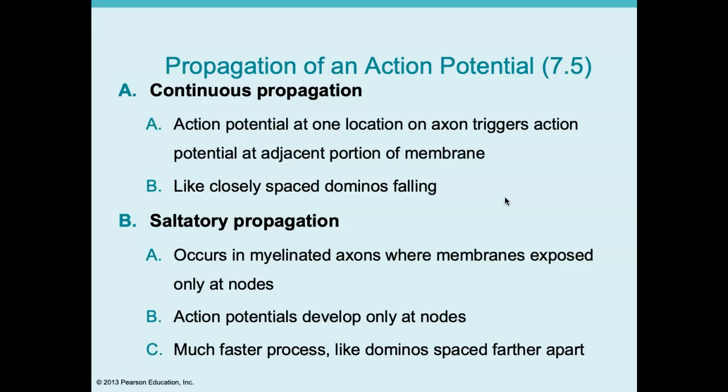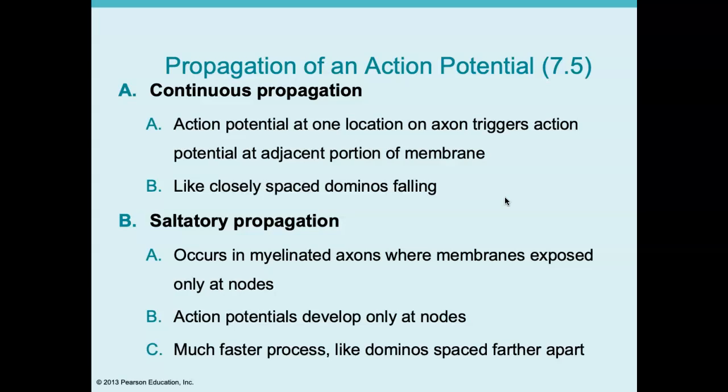Well, there's 2 ways that an action potential can flow down an axon. One is called continuous propagation. That is, it starts and goes step by step along the axon, sarcolemma, neurolemma, until it reaches the end.